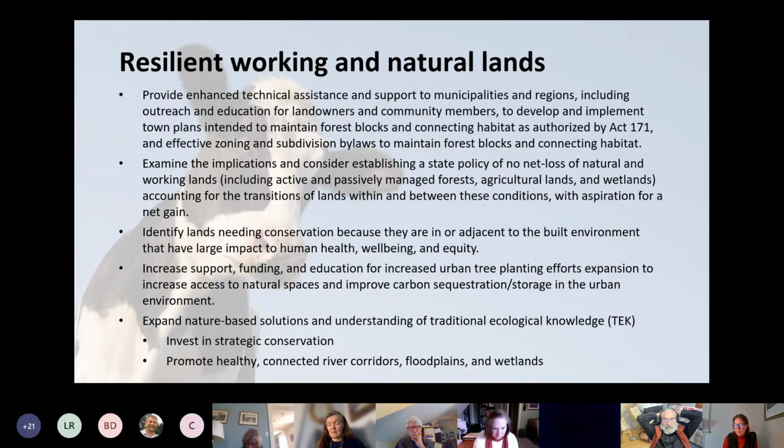So this is really just a sample of the programmatic and policy recommendations included in this one specific section of the Climate Action Plan, but I would encourage you all to take a look at that, as a lot of these actions are moving forward as we look at implementing the Climate Action Plan.